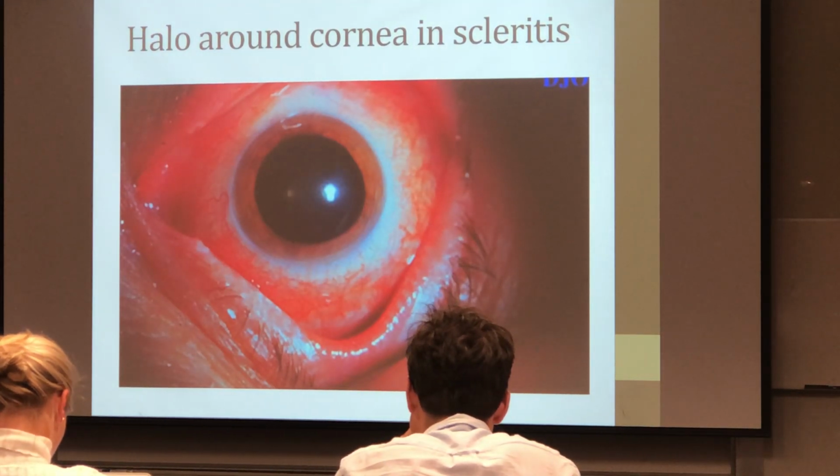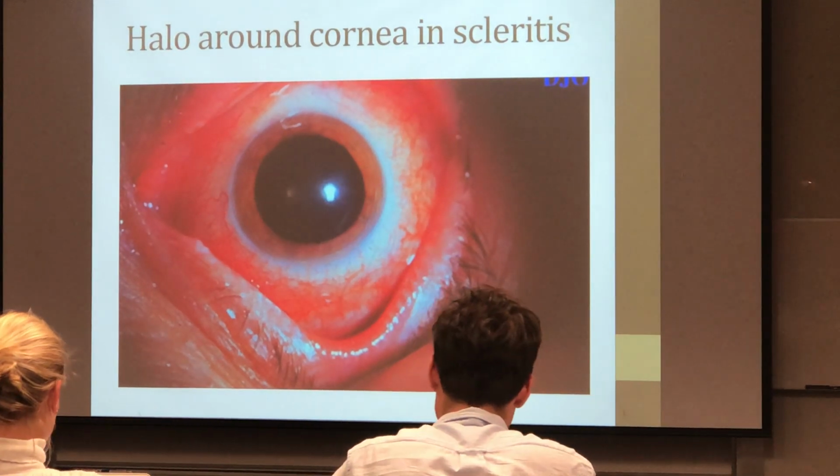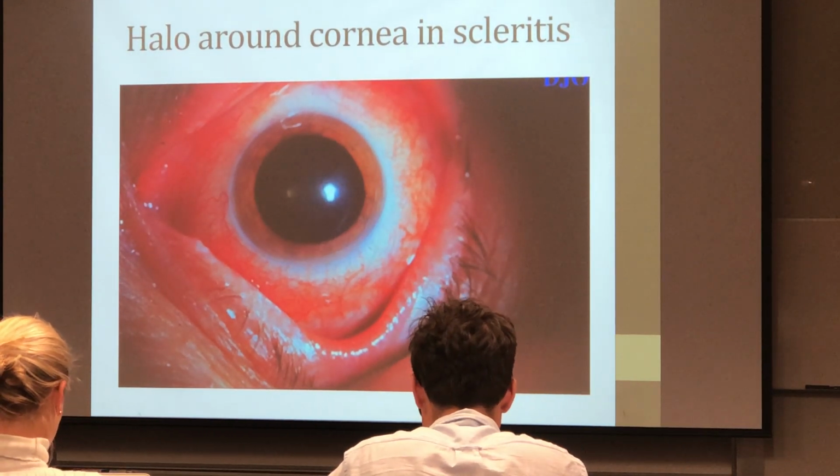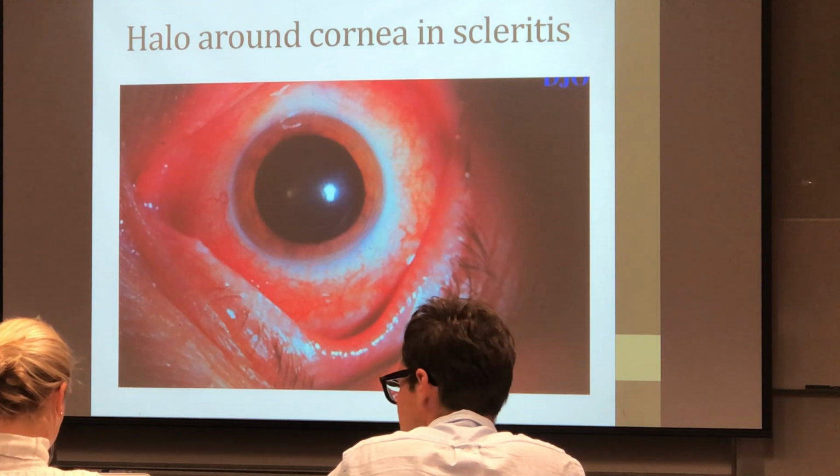Another clue that you have scleritis is that sometimes you see a white halo around the cornea where the rest of the sclera is inflamed, and that demonstrates there's a different blood supply between the deep episcleral vessels and the blood supply of the limbus.